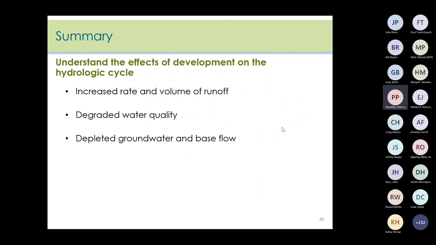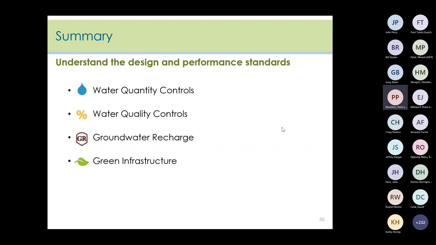In summary, in the first part of the presentation, we covered some of the adverse effects land development has on the hydrologic cycle, including increasing the rate and volume of stormwater runoff, degrading the quality of downstream water bodies, and depleting groundwater. In the final part of this presentation, we briefly covered the design and performance standards in place to mitigate some of the adverse effects of land development. Standards such as the three water quantity control options, the water quality requirement to remove 80% of the total suspended solids and nutrients to the maximum extent feasible, the two groundwater recharge options, and the requirement to meet those three standards using green infrastructure.